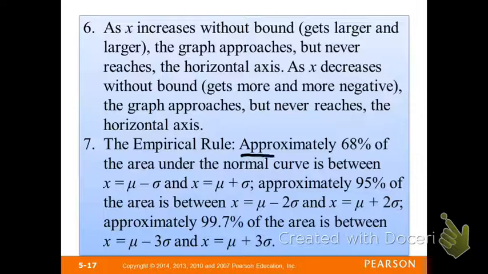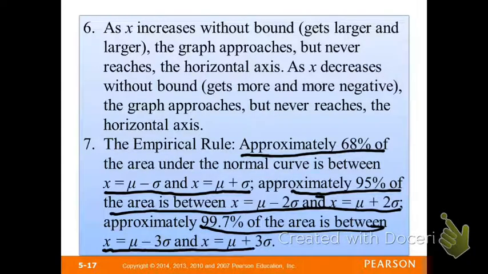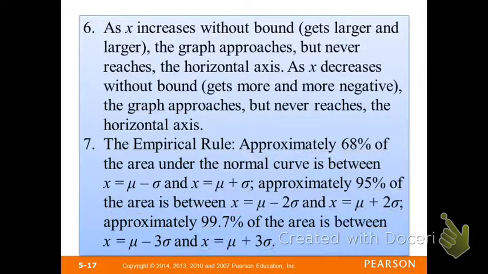But 68% of the area is between 1 standard deviation below and 1 standard deviation above. So we could say 68% of the area of the curve is within 1 standard deviation of the mean. 95% of the area is within 2 standard deviations of the mean. And 99.7% of the area is within 3 standard deviations of the mean. So 3 standard deviations above, 3 standard deviations below. So the empirical rule is going to play an important role in Chapter 7.